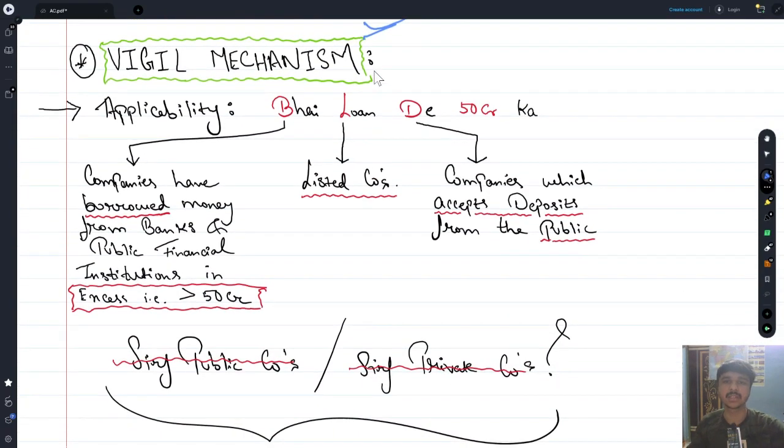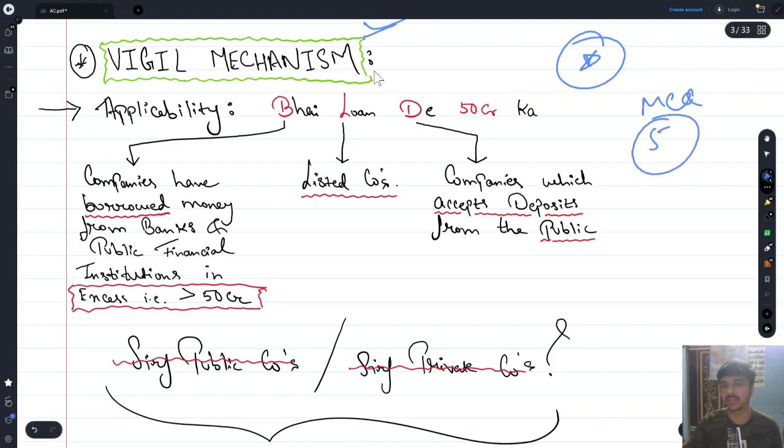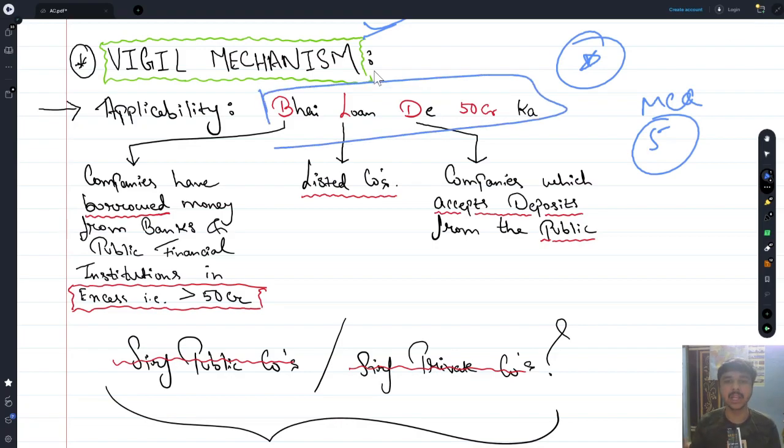Vigil mechanism, this is one of the most hot topics according to me. This can come into the exam at any point of time, whether in an MCQ or a question of 5 marks at least. So get ready, this is a very easy part. Now this is a Hindi statement, but it basically means: brother, give me a loan of rupees 50 crore. You can also learn this. It is a shortcut.